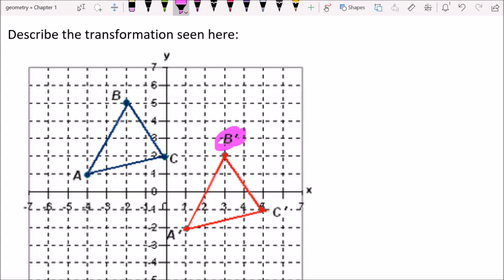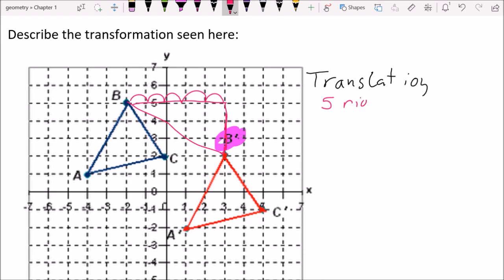Okay, this is a translation because it's a shift, so we're going to use the fancy name though, translation. And one thing that I like to do that helps me see a translation is if I draw in from point to point and then I make a right triangle that connects them. And that makes it a lot easier to count them. So this went 1, 2, 3, 4, 5 to the right. So 5 right. And down 3, I think. 1, 2, 3. Yep. Down 3.